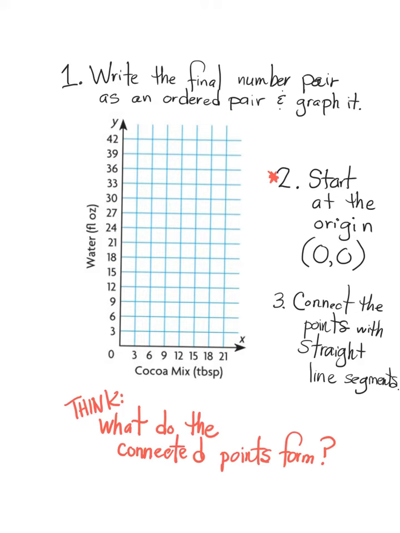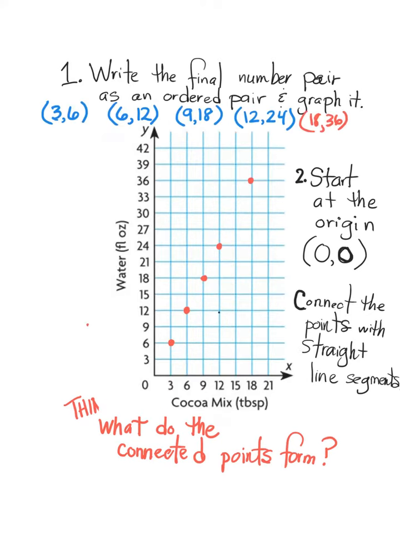Okay, the next step. After you graph it, we did step one, so now we're going to do step two. We're going to start at the origin. Remember, the origin is at 0, 0. Why do we start at the origin? Why are we starting at 0, 0? Well, we start at 0, 0 because we have 0 tablespoons of cocoa and 0 fluid ounces of water when we start. Okay, then step 3 is we're going to connect the points with straight line segments.